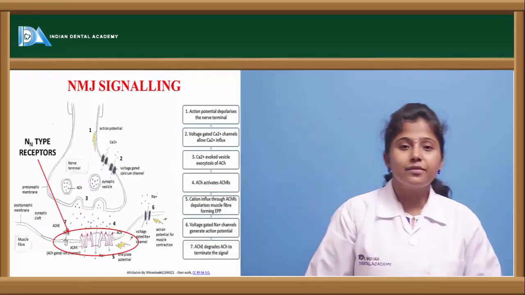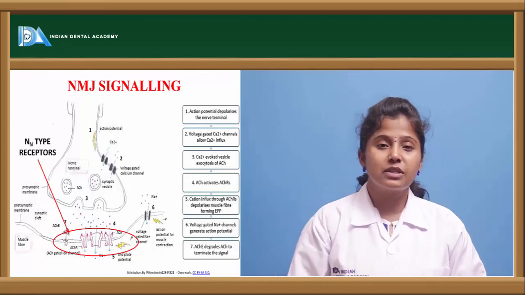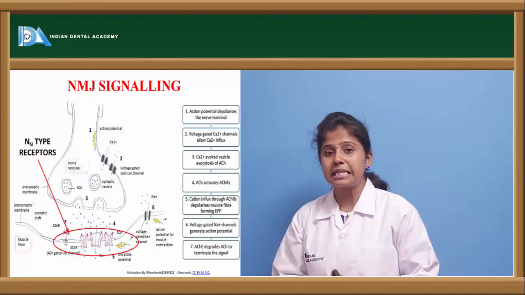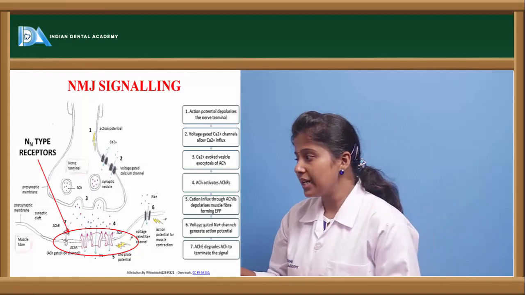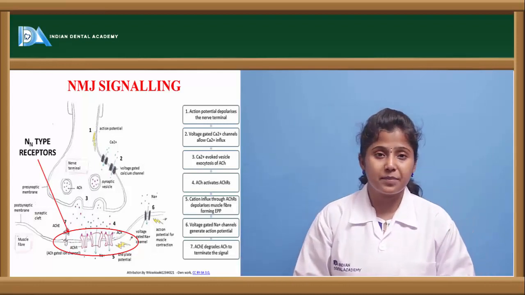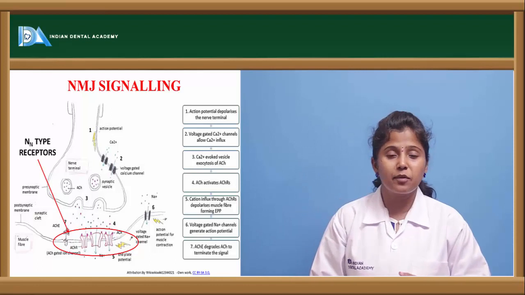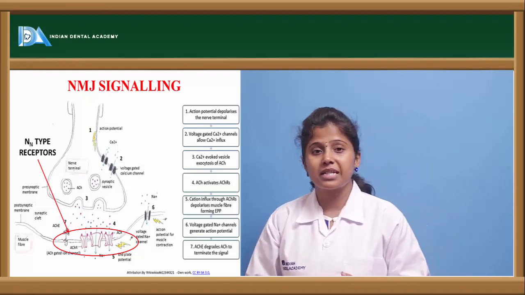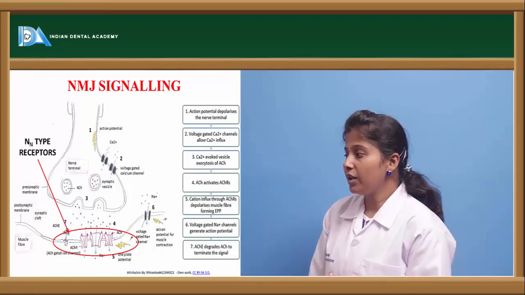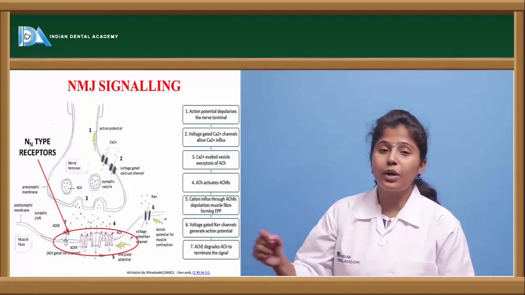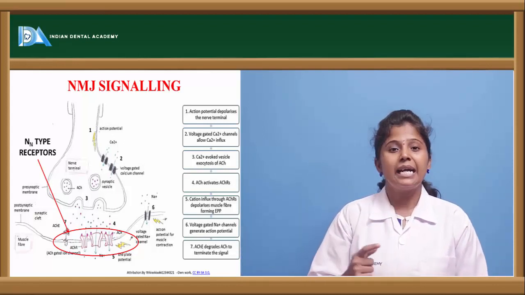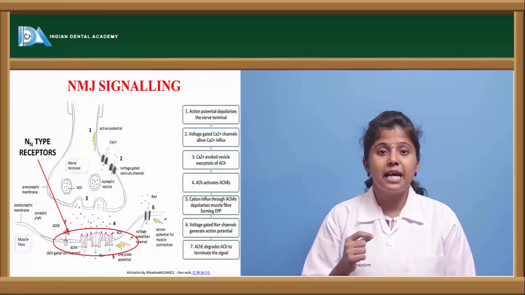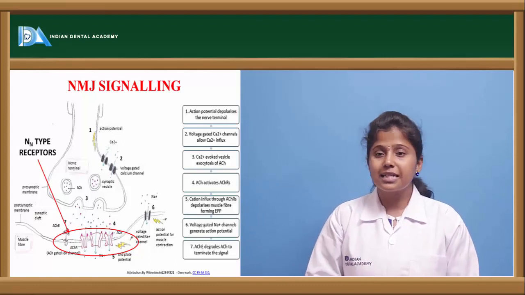Here we have to see NMJ signaling, that is neuromuscular junction signaling. What is happening exactly at the neuromuscular junction? Between the muscle and the neuron, at the junction, there are the N type of receptors. Nicotinic receptors are of two types, NM and NN. NN are neuronal receptors and NM are muscular receptors. Acetylcholine binds to the N type of receptors in the skeletal muscle and exerts its action, which leads to the contraction of the skeletal muscle.